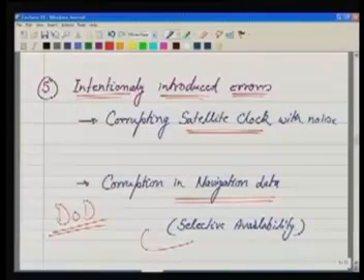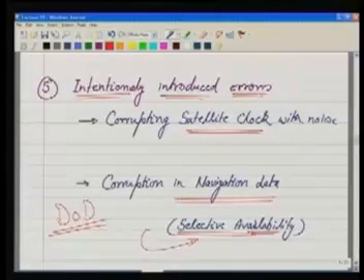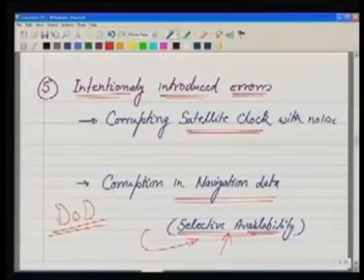There was always an error being introduced earlier that was called selective availability. So, some time back, though it is not there now, but a couple of years back, the GPS signal was always corrupted. So, if you were using a single receiver, the position given by the single receiver would be in error by 60 meters or 80 meters because of the errors which were being introduced in the navigation data or in the clock. So, that was called selective availability. Now, in the present GPS signal, there is no selective availability, but there are other kinds of errors.